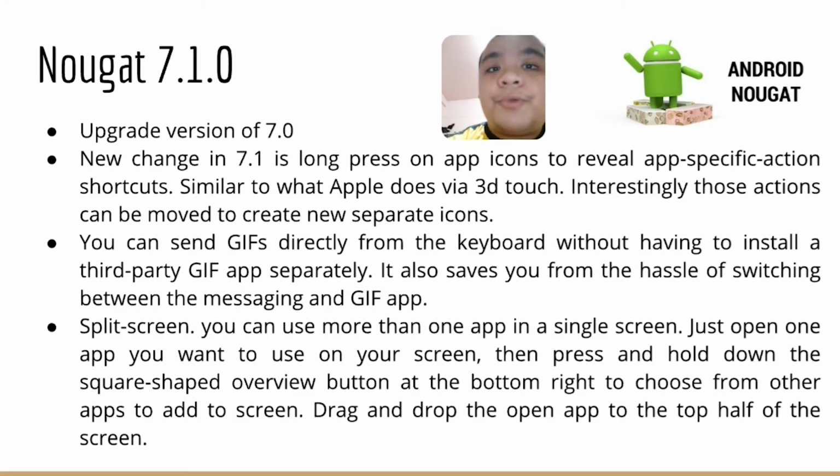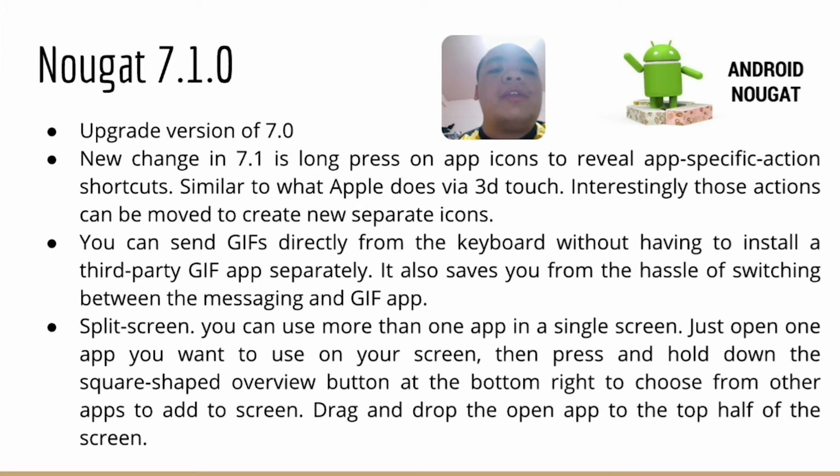Here we have 7.1. However, this is an upgraded version of 7.0. What it has compared to the previous one is a long press on app icons to reveal app-specific action shortcuts, similar to what Apple does via 3D Touch, which is interesting because those actions can be moved to create new separate icons. And you can send GIFs directly from the keyboard without having a third-party GIF app. And then for split screen, you can use more than one app on a single screen.